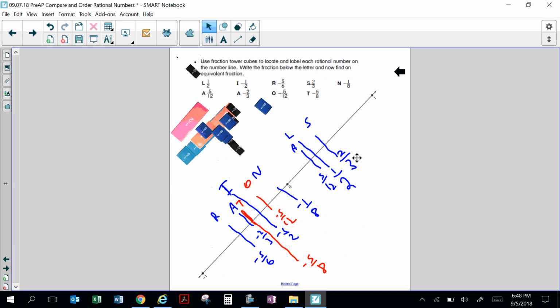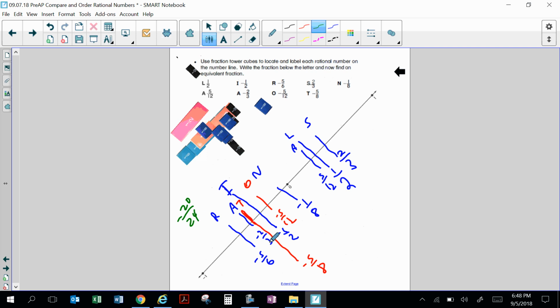But what happens if you don't have the luxury of having fraction towers like what we have? Can we use common denominator? So what common denominator does 6, 3, 2, 8, 12 all share in common? They should all share 24. So how do you build 5/6 to 24? Times 4, that would be negative 20/24. That is the equivalent fraction.